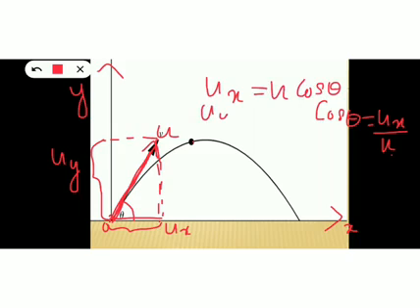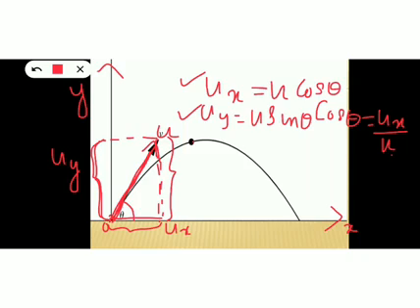Then what will be uy? Uy will be equal to u sin theta, because uy is opposite to theta, because this side is opposite to theta and this side is parallel to uy. So uy is equal to u sin theta. Okay, so ux is our horizontal component and uy is our vertical component. So horizontal component is ux equal to u cos theta, vertical component uy is equal to u sin theta.